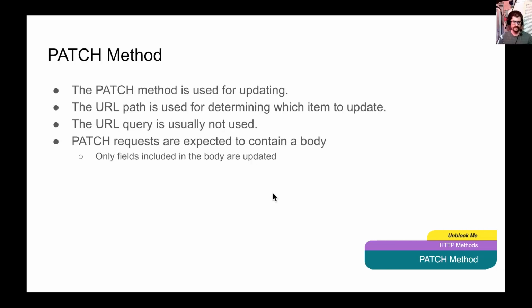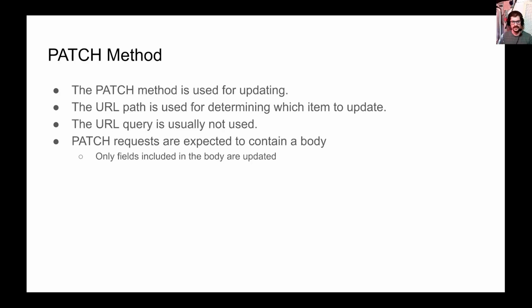The patch method. The patch method is also used for updating. Like the put, the URL path is used for determining what item type to update. The query is not used. Where the patch request differs from the put is if you give it a partial body. If you gave a partial body to the put, it would null those fields or delete them. If you give a partial body to the patch, it only updates those fields. So let's say you had an item with 300 different fields in it, which would be kind of large, but it has been known to happen. And you don't want to send every single one of those fields. You just want to change one field. You could use a patch request, just send that one field, and all those other fields will be the same.